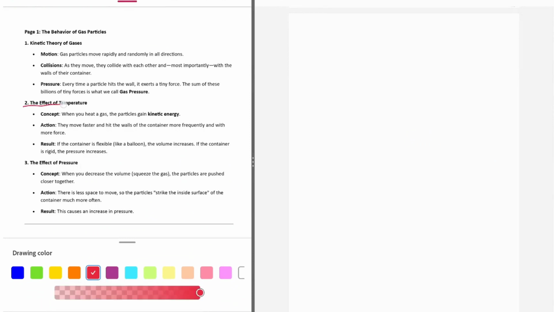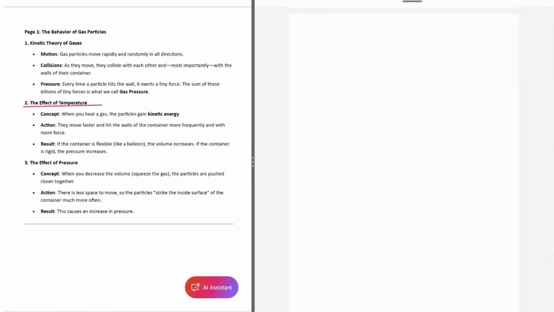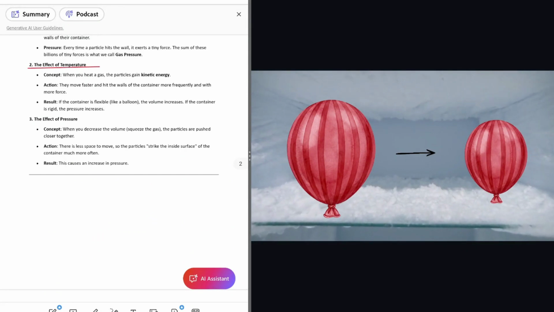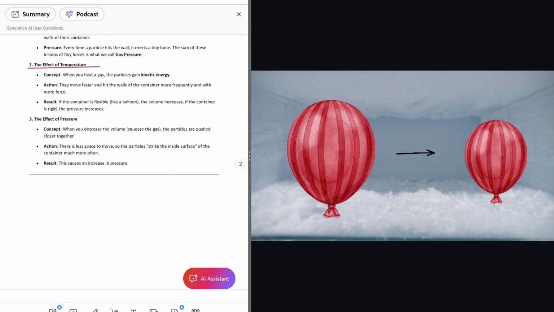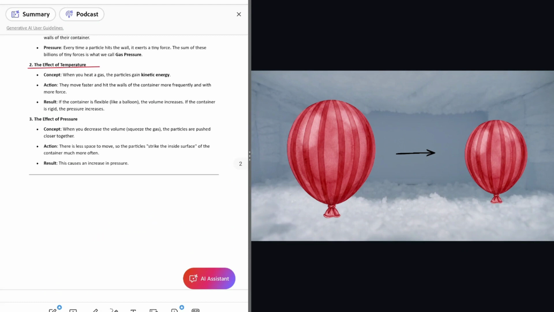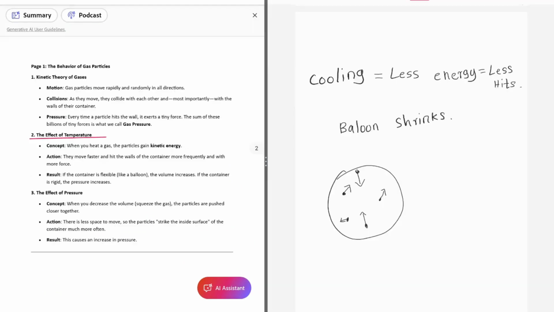So next, let's move on to the effect of temperature. To understand this, you can actually do an easy experiment at home right now. Take a blown up balloon and keep it in the freezer to check what happens when the particles are cooled down. When you take it out, it will look shriveled. Why? Because when you cool those particles, they lose energy and stop striking the wall so hard. So cooling means less energy and it hits the wall less. So the balloon shrinks.